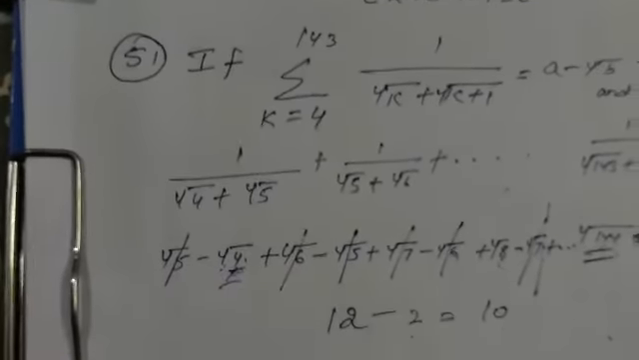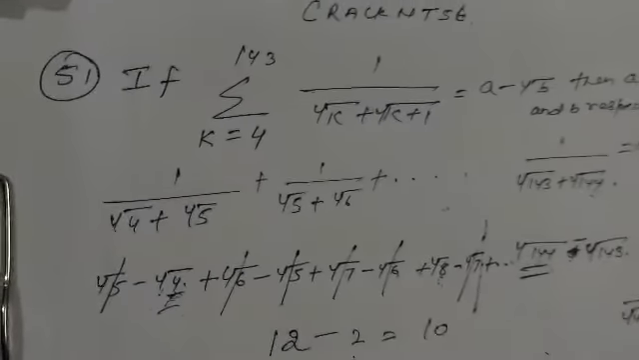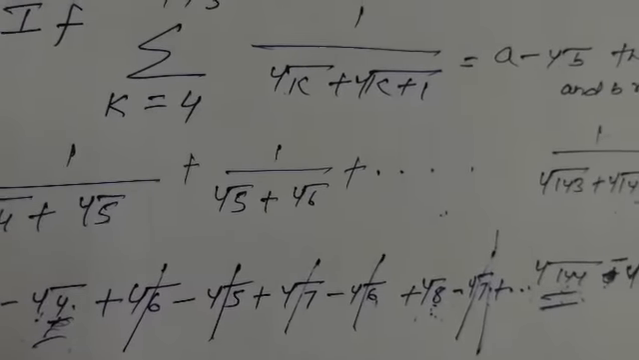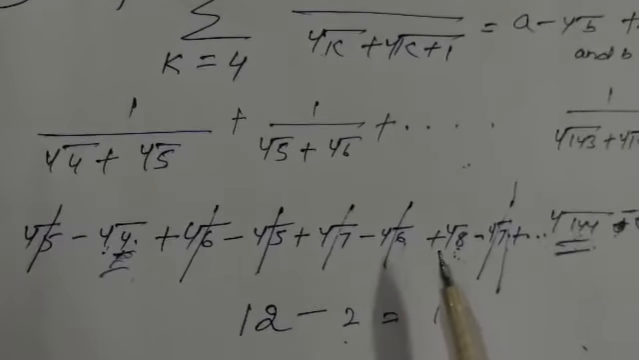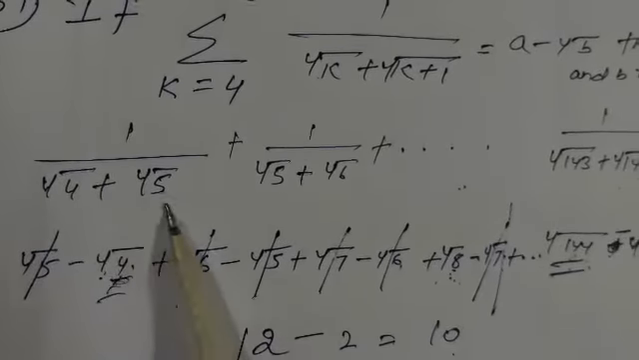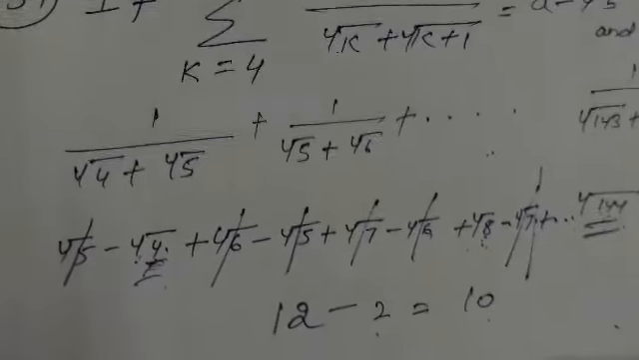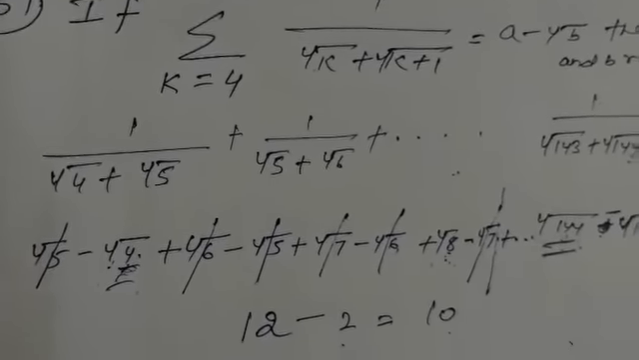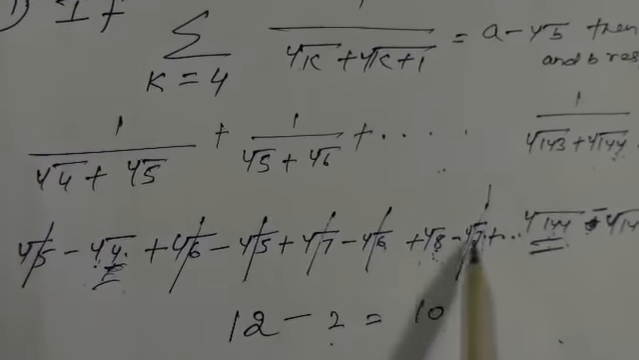Again, what I have done: this is the summation sign. I put the value of k as 4 and k plus 1 as 5 and keep going till k is 143, then k plus 1 is 144. The last term is an even term, 144 inside the root. So I took an example where the last term is root 8 minus root 7. All this I have written by rationalizing these terms: 1 upon root 4 plus root 5 equals root 5 minus root 4, 1 upon root 5 plus root 6 equals root 6 minus root 5, and it keeps on going in this way.